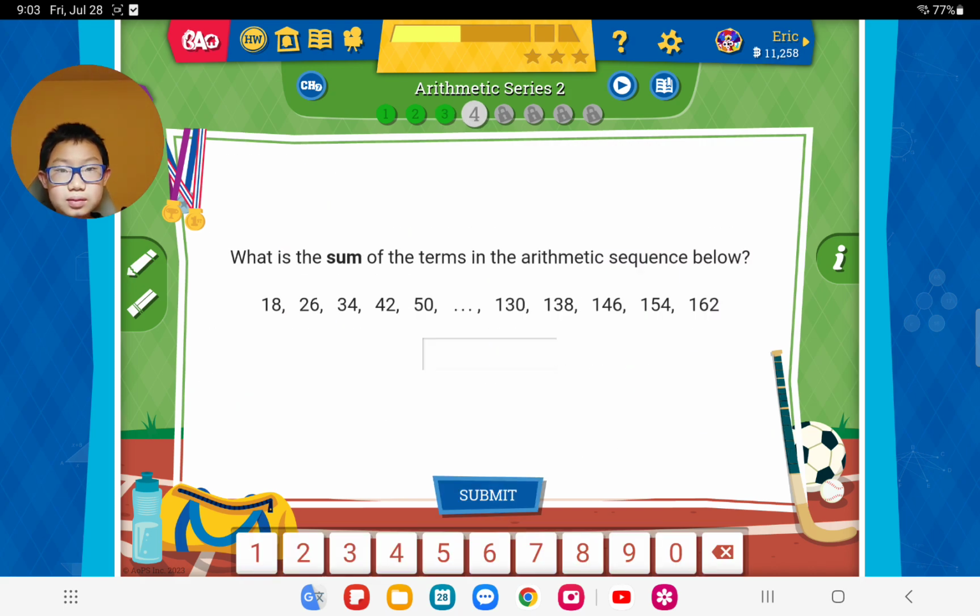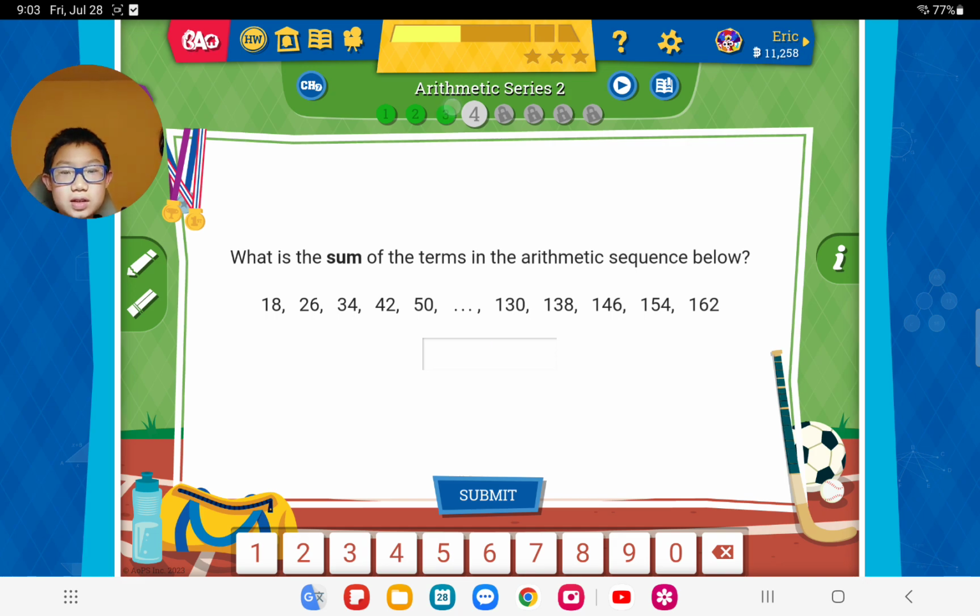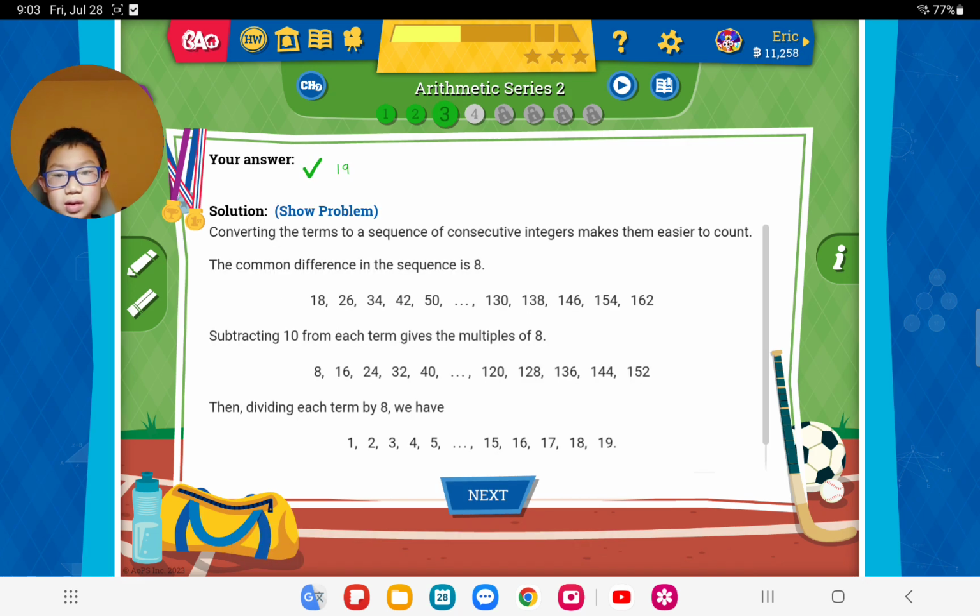Take a look at the solution. Convert the terms to a sequence of consecutive integers. Or if you want to use this solution. Do you understand that? Okay. She just subtracted 10 from A1 and divided the terms by 8. You can use this solution.